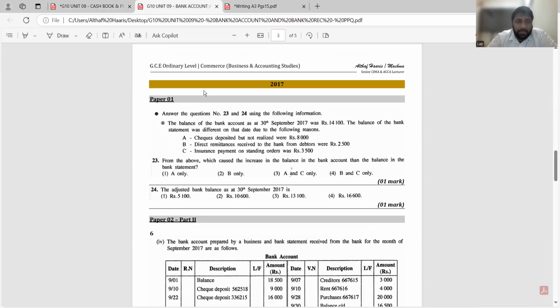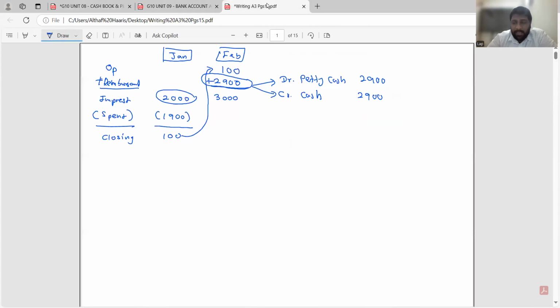If you all want, you can quickly take a screenshot and save it, and you can write it in the book later. If you are not writing while I'm explaining, I have told you, past paper questions, while I'm explaining, you have to write. That time itself, you have to write. If you are not writing, just listening and waiting, just take a screenshot. Later, you can fill your book.